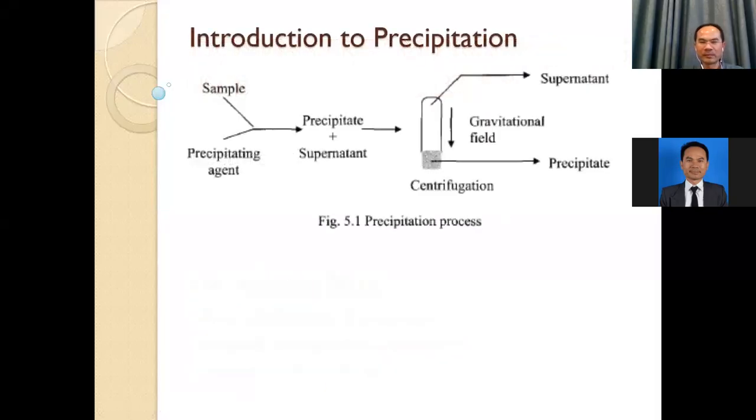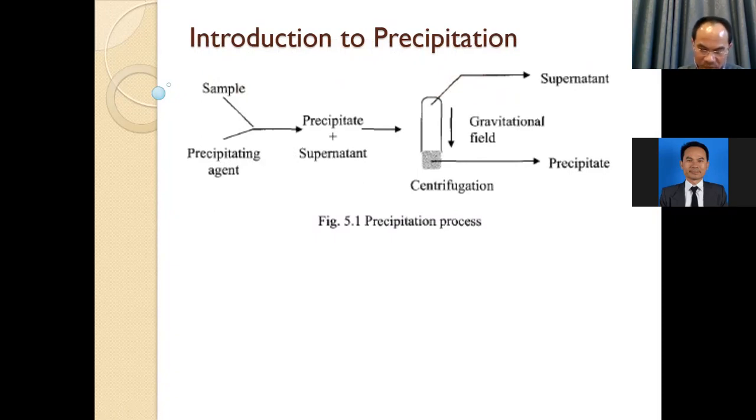Like this flow diagram of the precipitation. We have the sample that we would like to precipitate. This sample is usually a solution or liquid mixed with very small particles suspended in the liquid, and then you mix the mixture or sample with the precipitating agent.